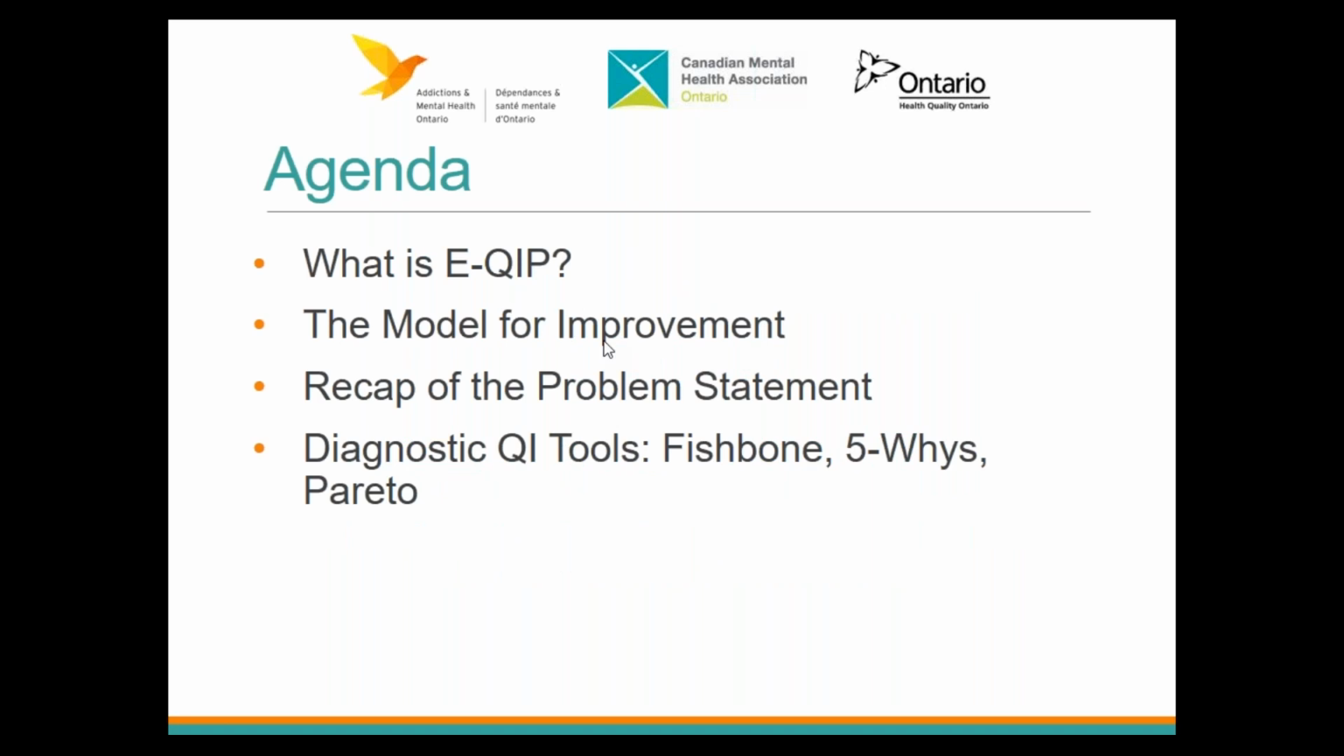So our agenda for this session is to recap what E-QIP is, recap the model for improvement, which is really our roadmap to quality improvement work. We'll also take a look at the problem statement that we formulated in webinar number 2, and we'll start looking at the diagnostic tools. And in this webinar, we're going to look specifically at the Fishbone tool, the 5 Whys, and the Pareto.